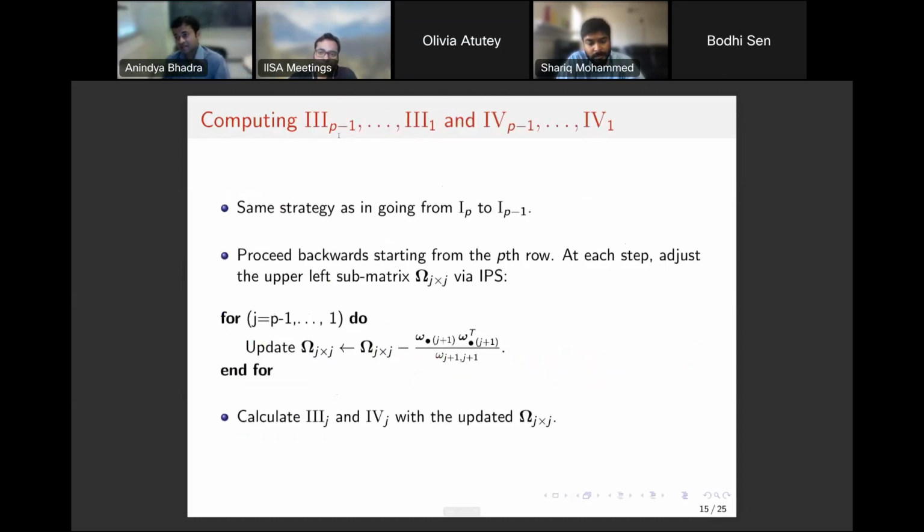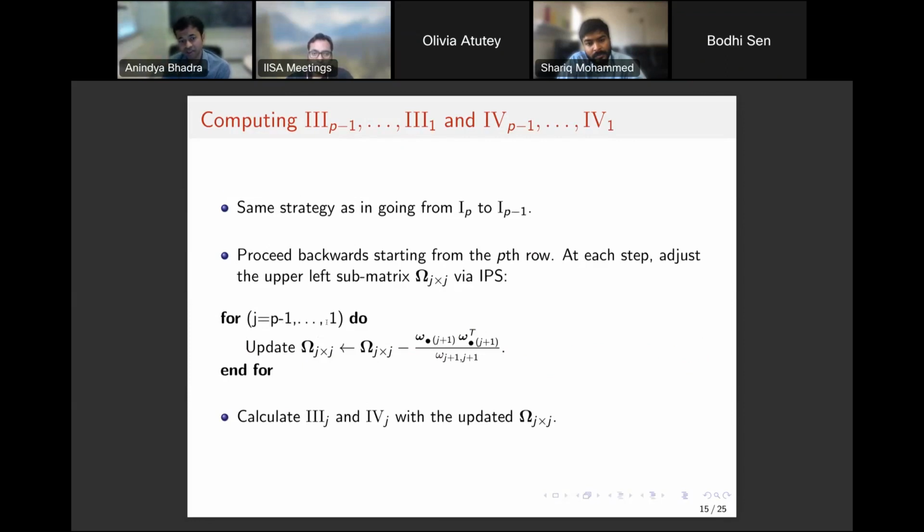And then finally, all that remains is to proceed backwards in that direction, cycling through the columns from p minus 1 all the way to the first column. So 3p minus 1 to 3,1 and 4p minus 1 to 4,1. It's the same strategy as what we used in going from 1p to 1p minus 1. So proceed backwards starting from the pth row. At each step, adjust the upper left j by j submatrix, and forget about the rows that lie ahead. This is the adjustment for j equals p minus 1 through 1.